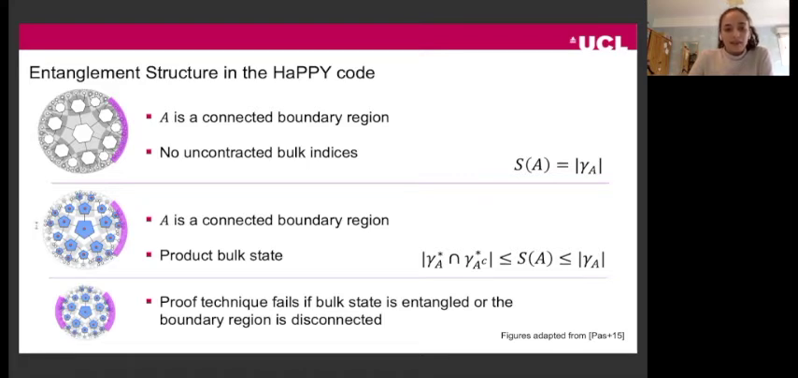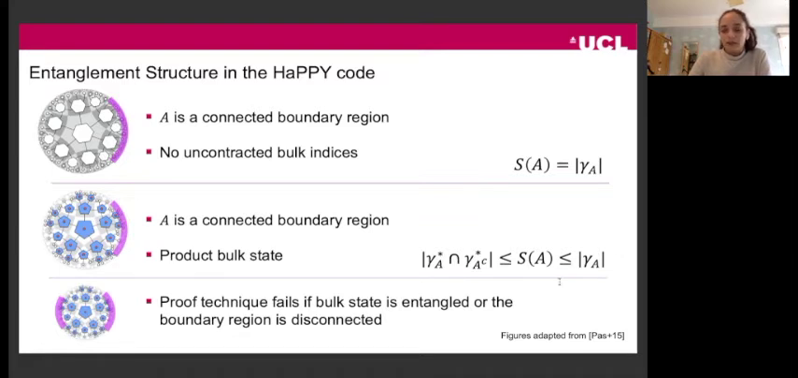Taking it one step further, we're still considering A being a connected boundary region, but now letting there be uncontracted tensor indices in the bulk again, and for example applying a product bulk state. In this case, we no longer have exact Ryu-Takayanagi. Instead, we just have these bounds on the entropy of our state that's supported on A. The upper bound is just true in general for all tensor networks.